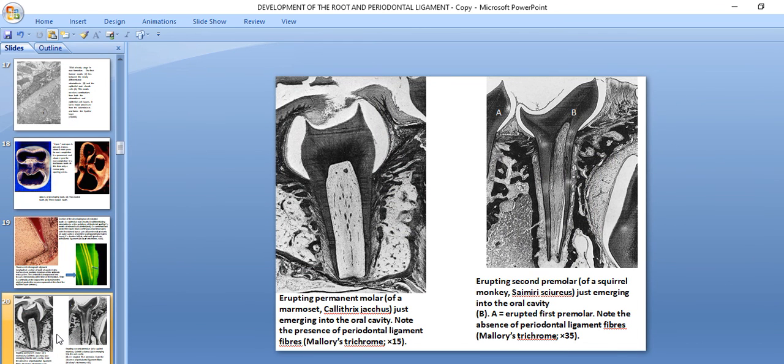And here you can see a section with this picture showing an erupting permanent molar emerging into the oral cavity, and you can see there are very clearly defined periodontal ligament fibers. And here is an erupting second premolar of a squirrel monkey just emerging into the oral cavity, and an erupted first premolar, where there is an absence of periodontal ligament fibers.